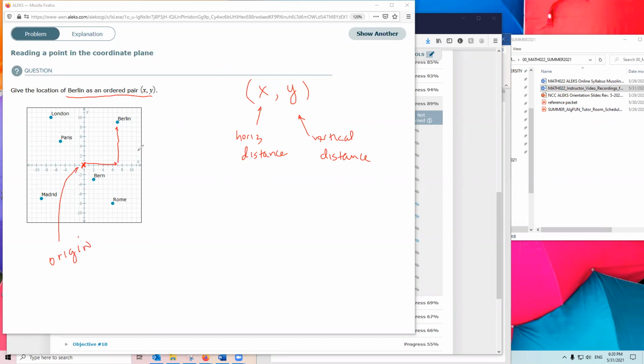I'm noticing that horizontally, I would be going over to 7, a distance of 7. So that's going to be the X value. And then vertically, it looks like I'm going up a distance of 9. So that would be the Y value. So Berlin is located at 7, 9. Again, the horizontal distance always comes first, comma, the vertical distance comes second. We call this an ordered pair.